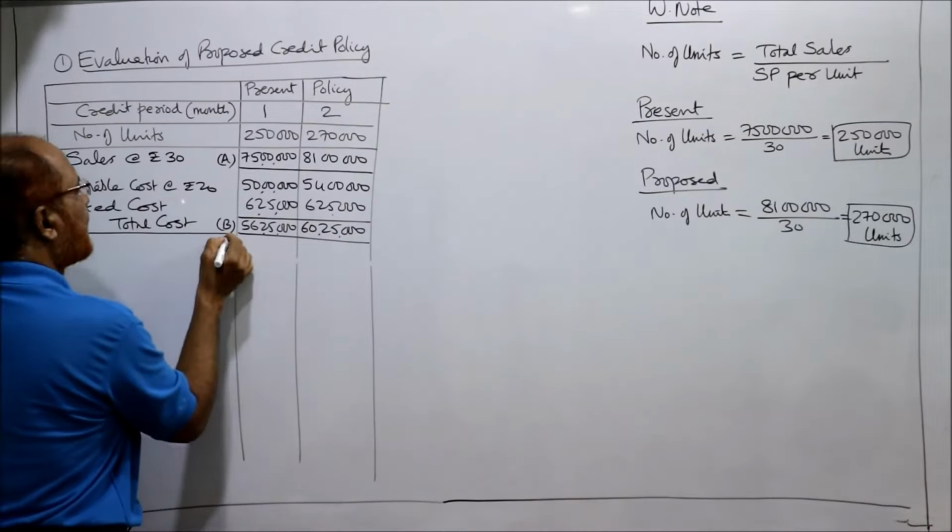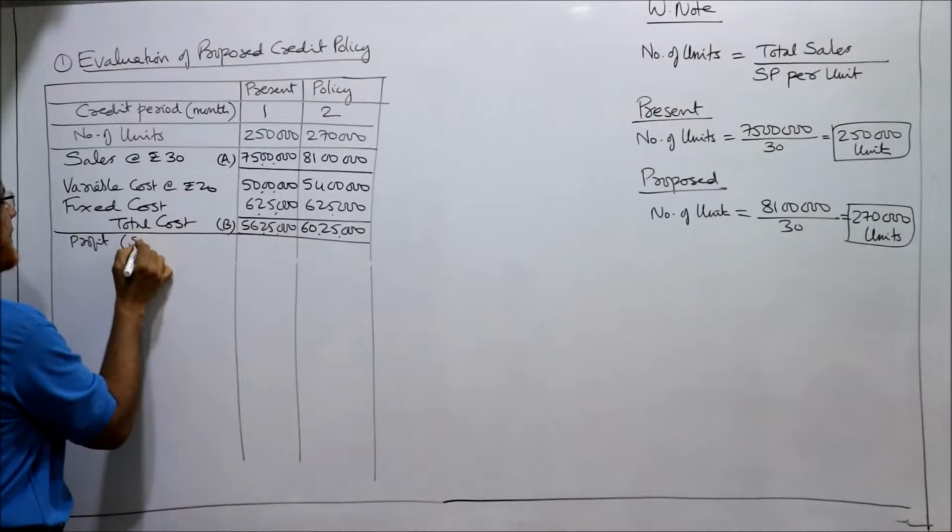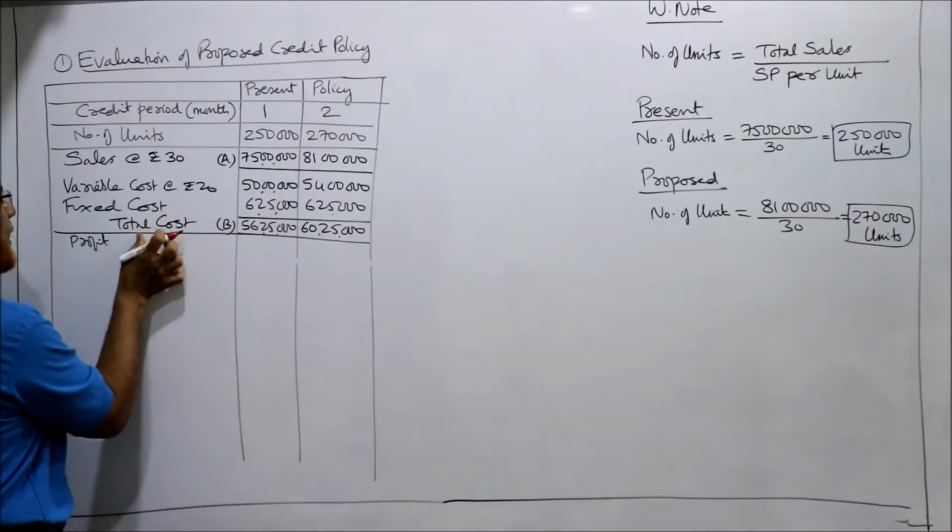Then profit: sales minus total cost, or A minus B.